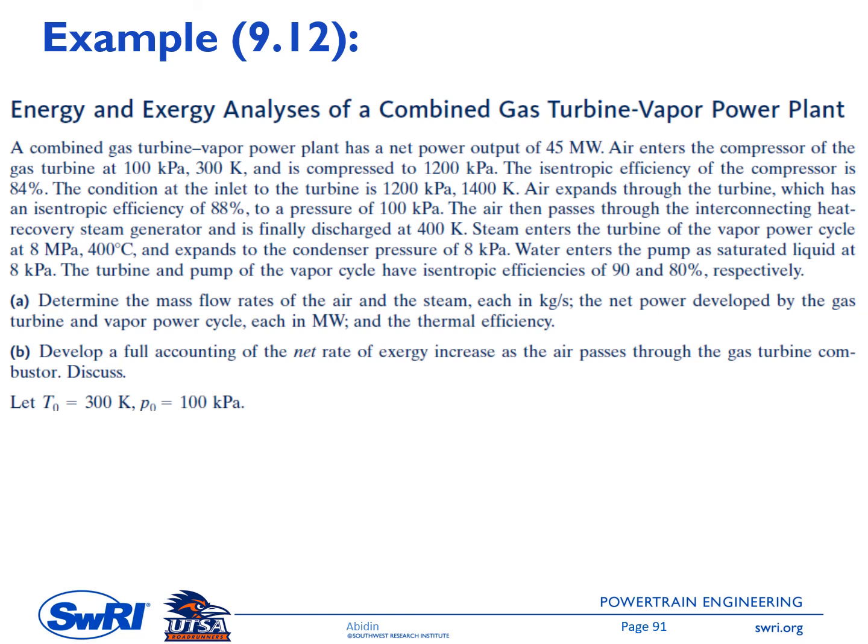The first question is to determine the mass flow rates of air and steam, each in kilograms per second, and then the net power developed by the gas turbine and vapor power cycle, each in megawatts, and the thermal efficiency. And the second question is to develop a full accounting of the net rate of exergy increase as the air passes through the gas turbine combustor. Okay, and the reference condition for the exergy analysis is T0 equal to 300 Kelvin and P0 equal to 100 kilopascals. Let's see the solution of this example.